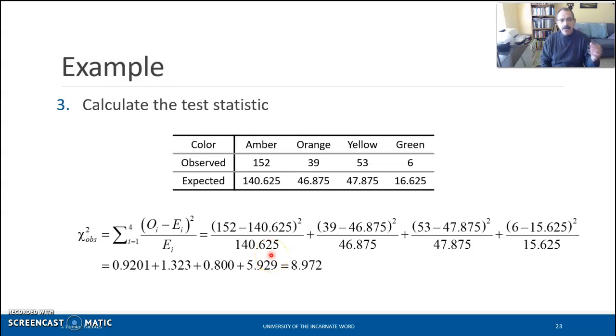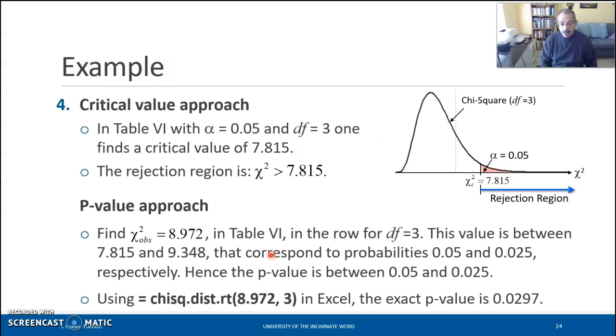All right, so now we have the test statistic. The next step is we need to make a decision about the null hypothesis. But first, if you decide to use the critical value approach, or if you've been asked to follow that approach, the first step is to find the critical value of the chi-square so that you can determine where the rejection region is.